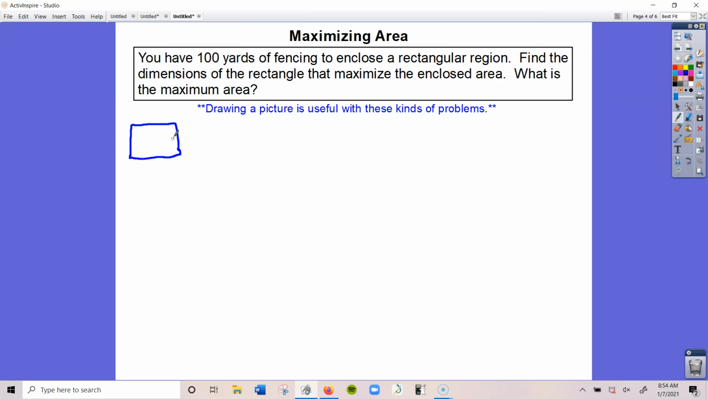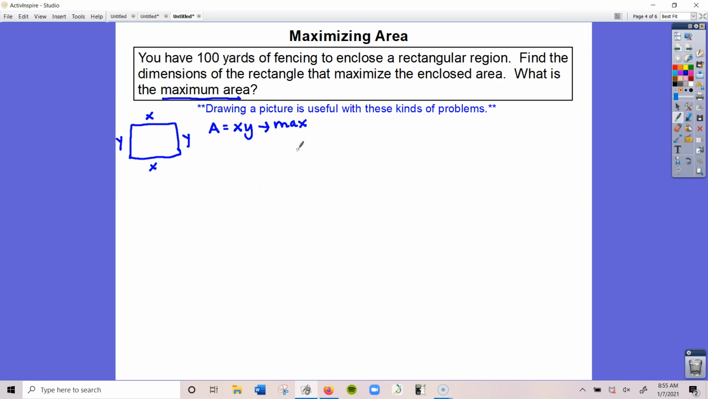Now, for this rectangle, if I call this x, then this is also x. And if I call this y, then this is also y, based on the properties of a rectangle where opposite sides are equal to each other. Now we are trying to maximize area. How you find the area of a rectangle is you multiply the length times the width. So x times y. This is what I am maximizing.